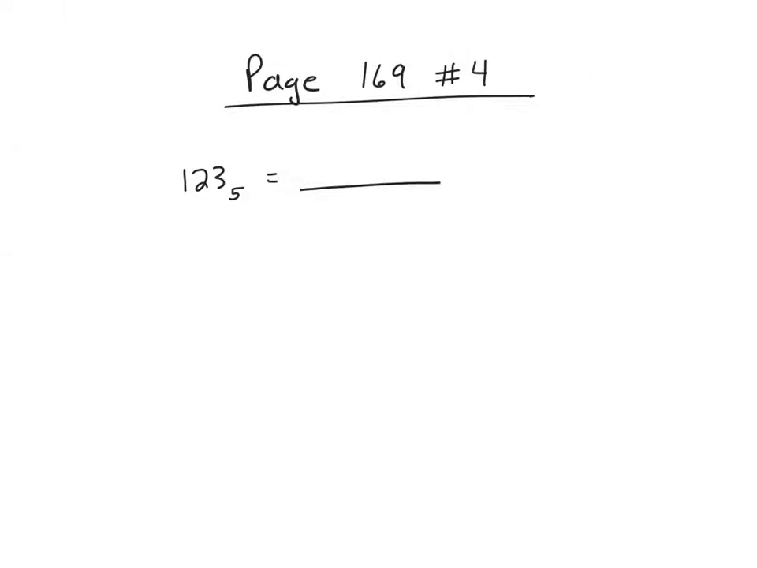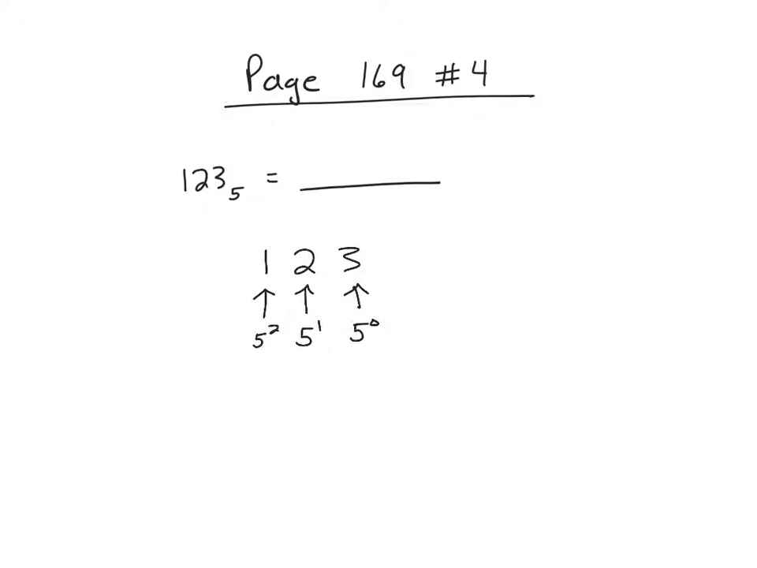Okay, here's example number 4 on page 169. It's like the problems that are assigned to you. So if I look at a number that's in base 5 and I'm looking to put it into base 10, I need to remember what those places represent. So this represents 5 to the 0, 5 to the 1, and 5 to the second.